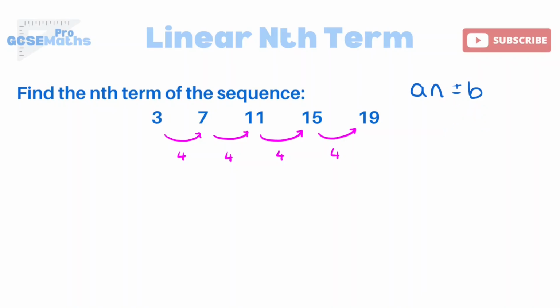Now, I know the difference is 4 every time, but we're not adding 4. Whatever your difference is, don't put it as the plus or minus, put it in front of the n. So I'm going to write it here. We've got, in this case, 4n.